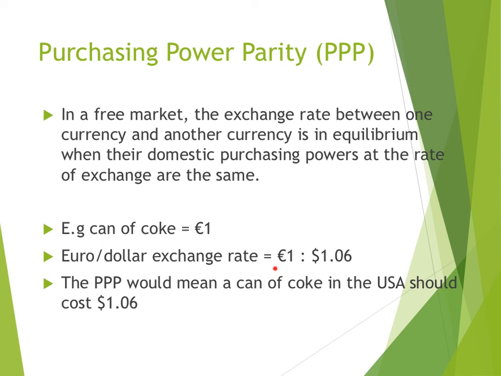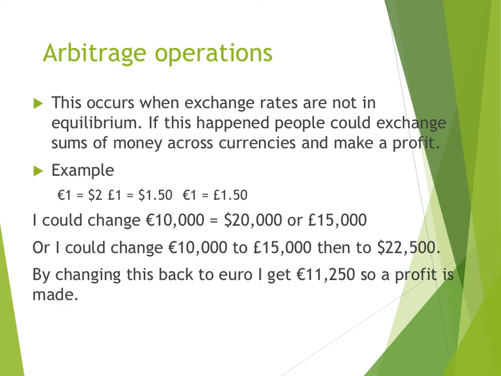So that if the euro in Ireland and the exchange rate is $1.06, well then a can of Coke in the USA is $1.06. Another term to look at, and this can happen, foreign exchange markets would often try to eliminate this possibility. But people who are very good at this can actually keep an eye on the different currencies and make profit from it. So this is what we call arbitrage operations, and it occurs when exchange rates are not in equilibrium. If this happened, people could exchange sums of money across currencies and make a profit.